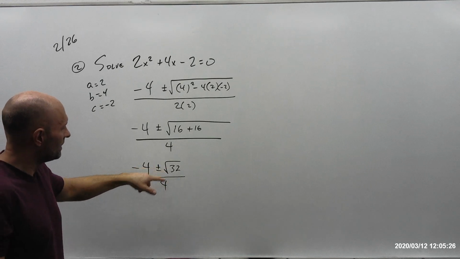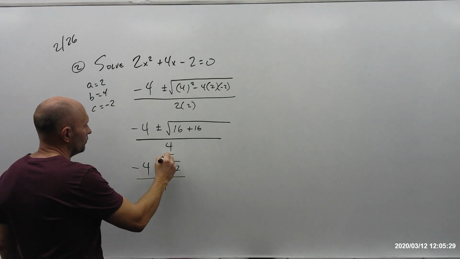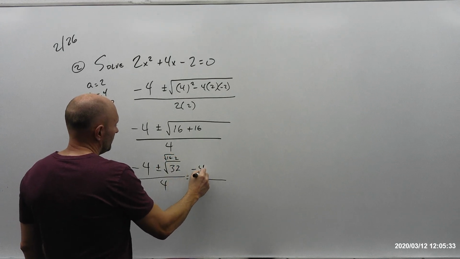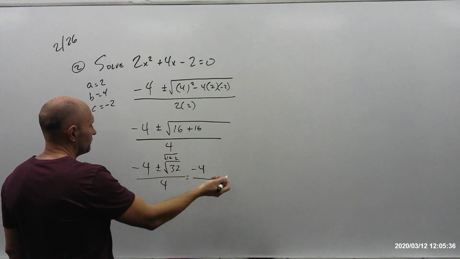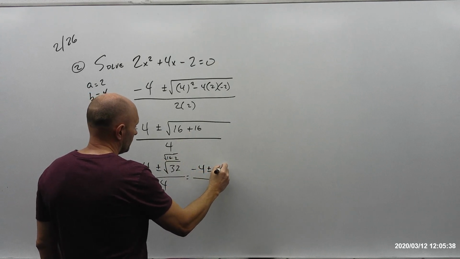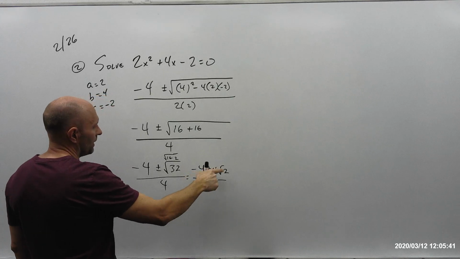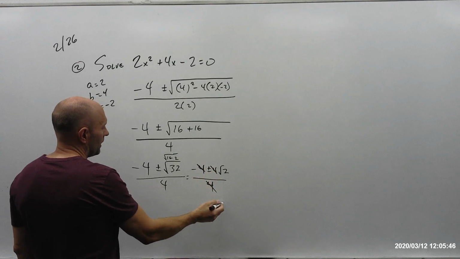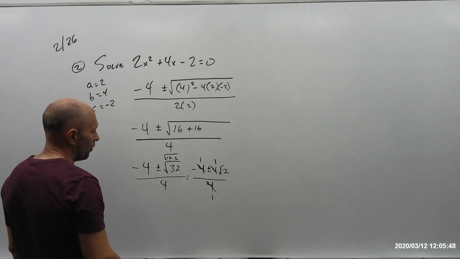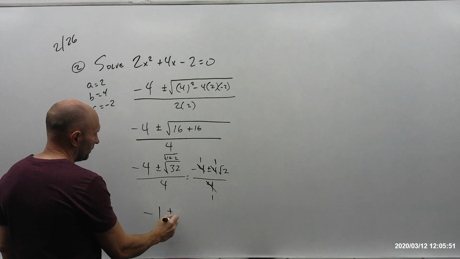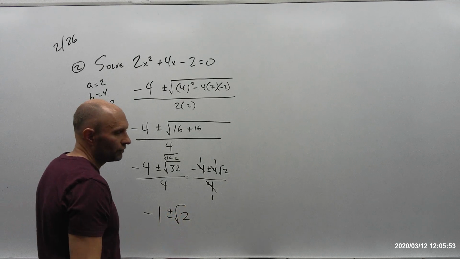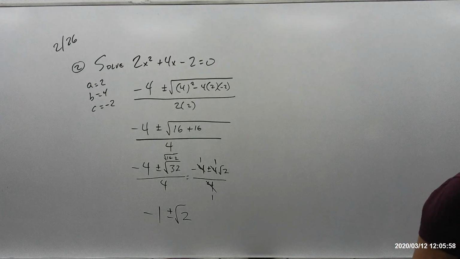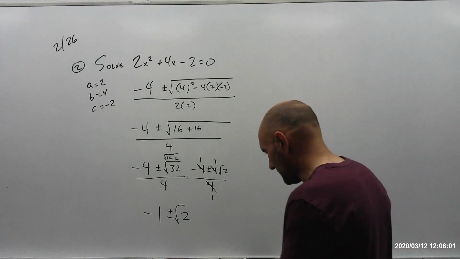That's underneath the square root. This one is not. But what I can do is, by my square root rules, 32 is like 16 times 2. So this is negative 4, square root of 16 is 4, so I can bring that out. So I get negative 4 plus or minus 4 root 2 over 4. And now, yes, I can cancel out a 4 everywhere to get ones, so I get negative 1 plus or minus the square root of 2. And that's your answer for number 2. Number 3.